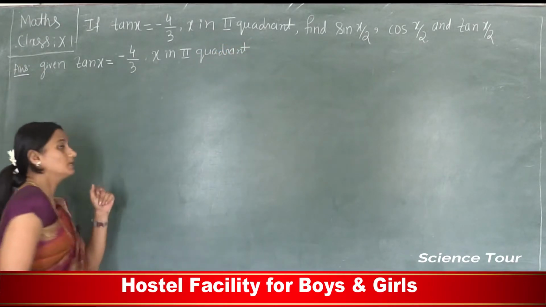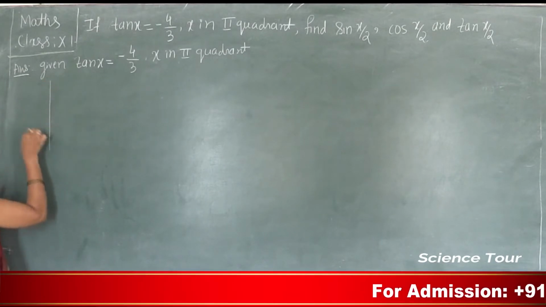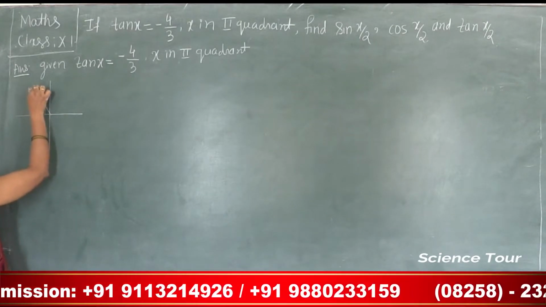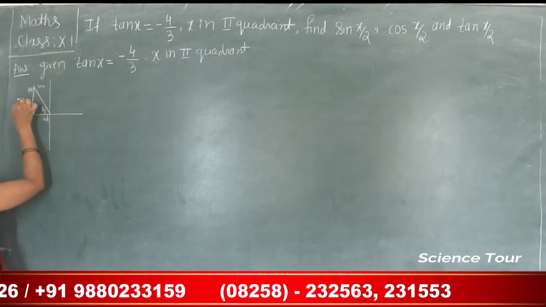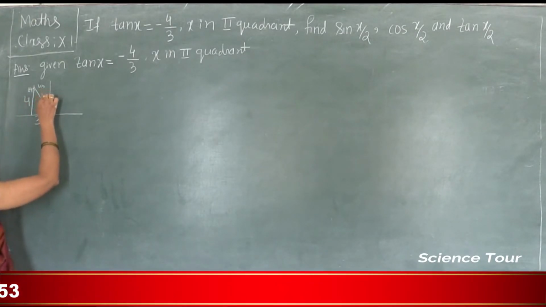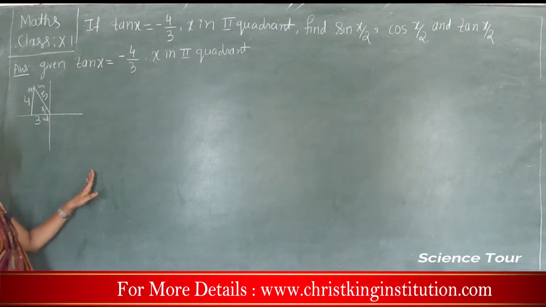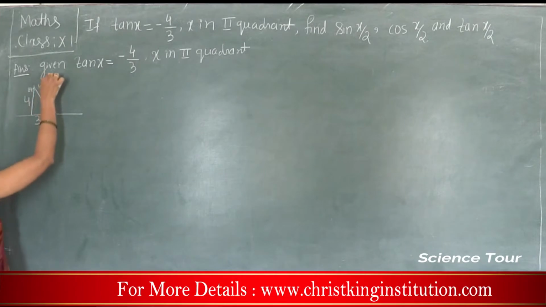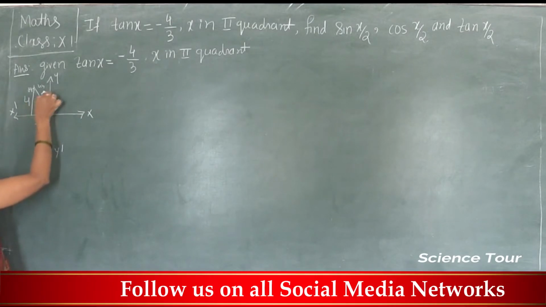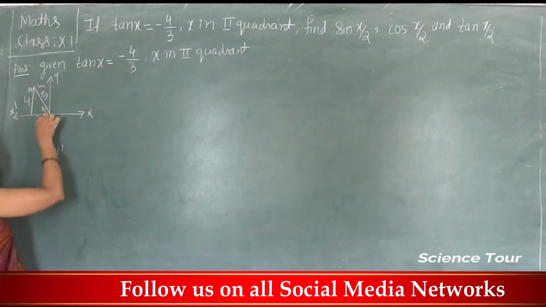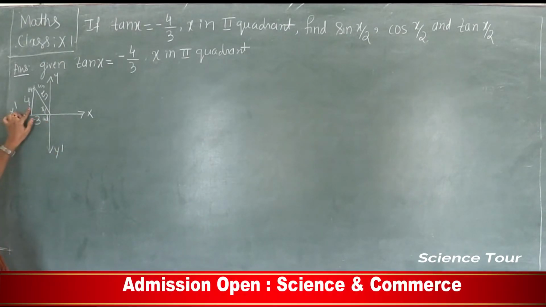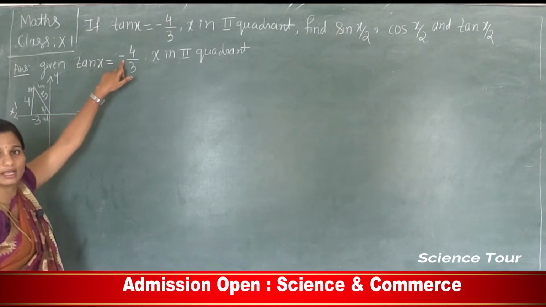Now in the second quadrant, draw a triangle. The angle is x, with the opposite side, hypotenuse side and adjacent side. Tan is opposite side divided by adjacent side. Use Pythagoras theorem, the hypotenuse side will be 5. The opposite side is parallel to the positive y axis, that's why plus 4. The adjacent side is on the negative x axis, so it is minus 3. So in the second quadrant, tan is minus, right?